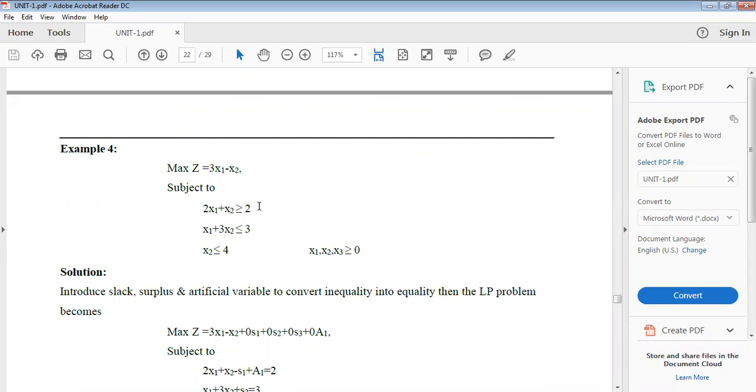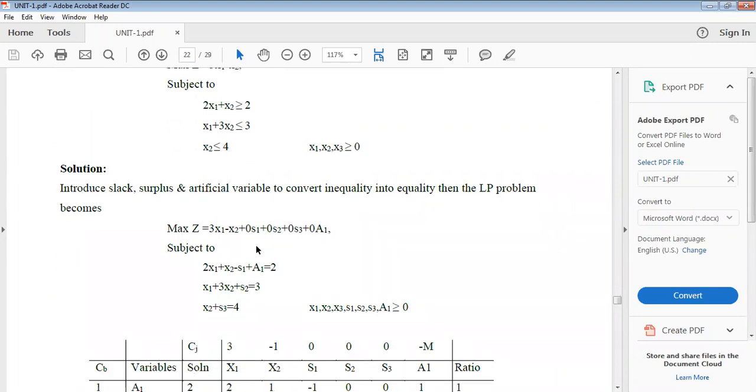It is again greater than or equal to 2, so surplus variable and artificial variable both are to be added. That is very important. Again, less than means plus S2 is going to be added. Less than 3 means plus S1 can be added. So like this, things are to be solved.